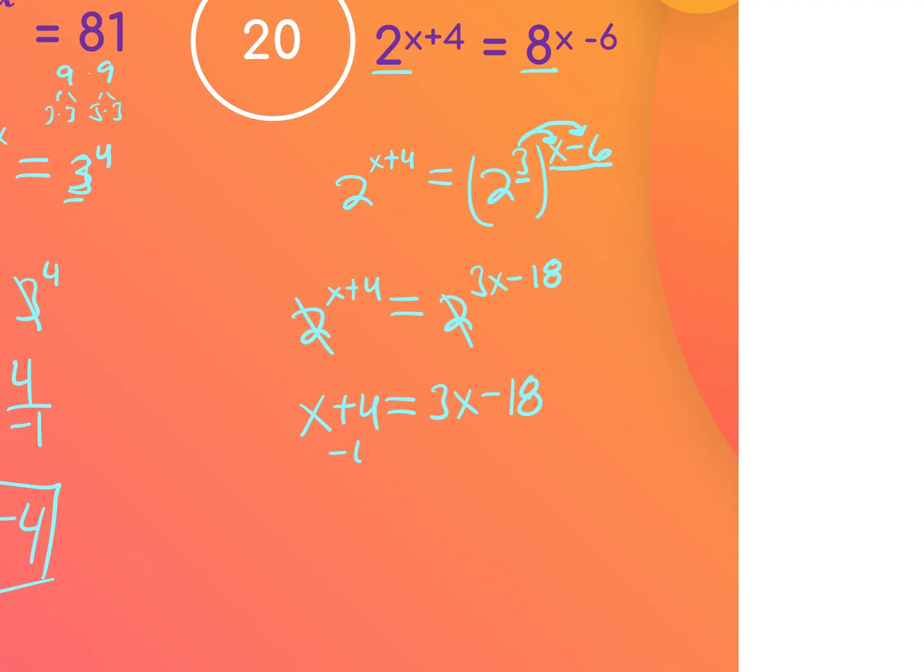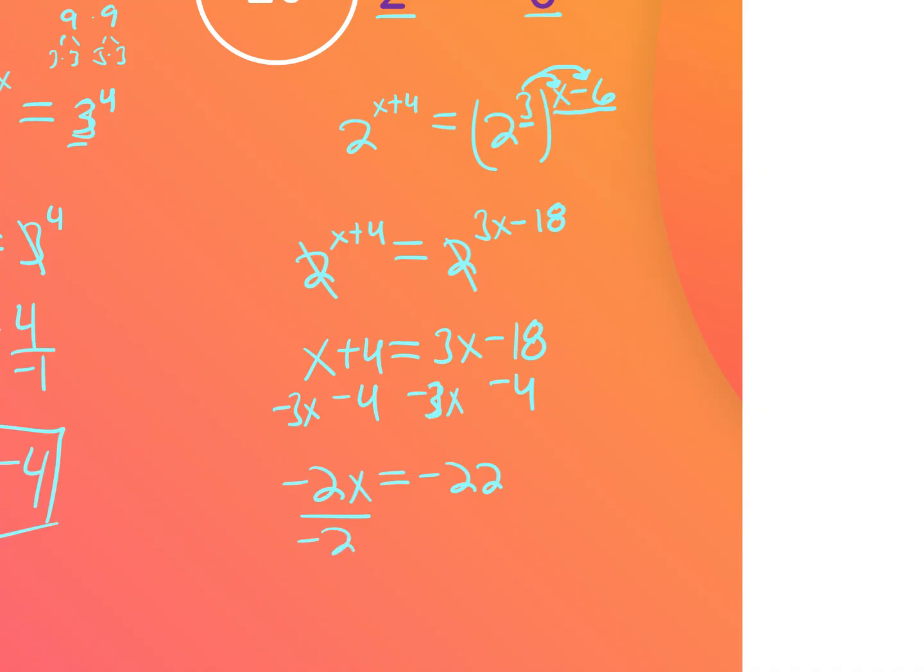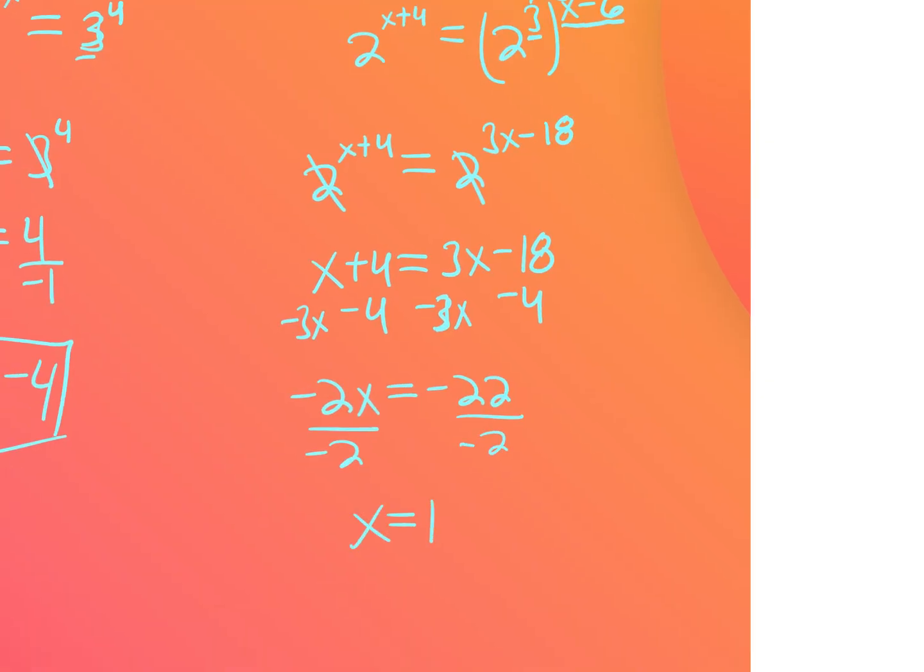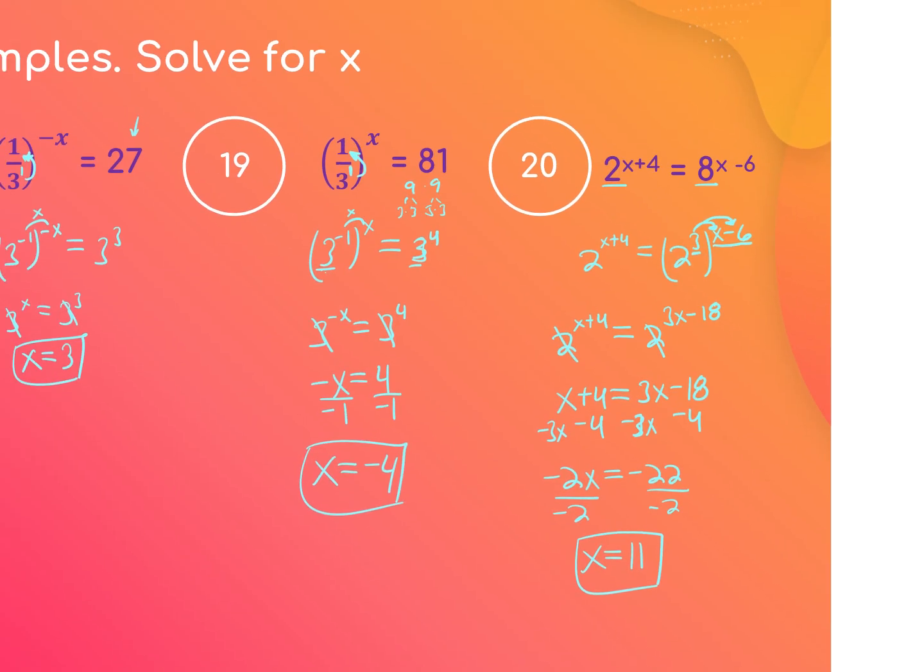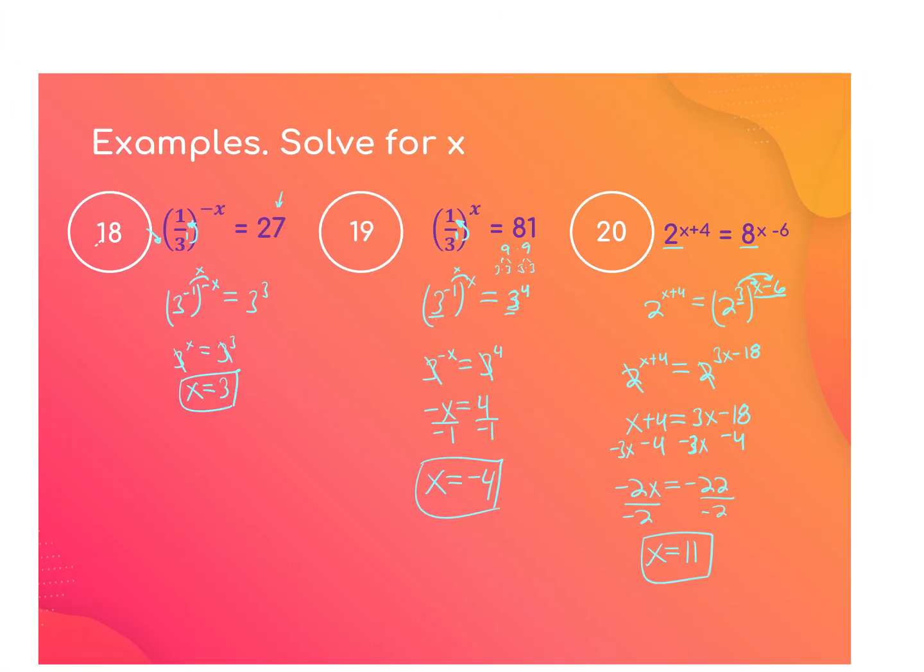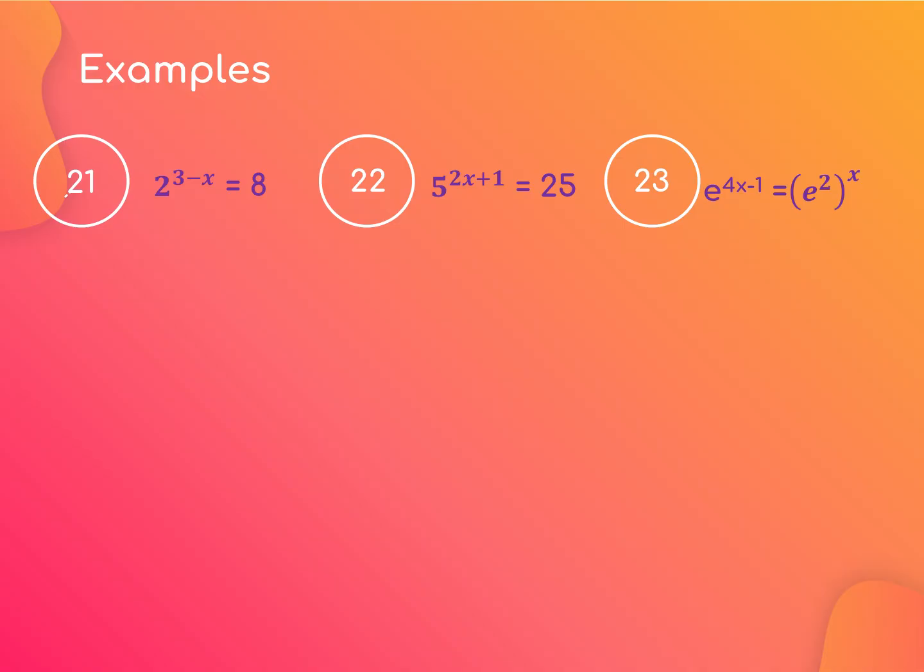And then let's subtract 4 and then subtract 3x. And then so we end up with a negative 2x equals negative 22. And then let's divide both sides by a negative 2. And then we get x equals 11. All right. So hopefully you're seeing it's not so bad, right? Let's try a couple more.